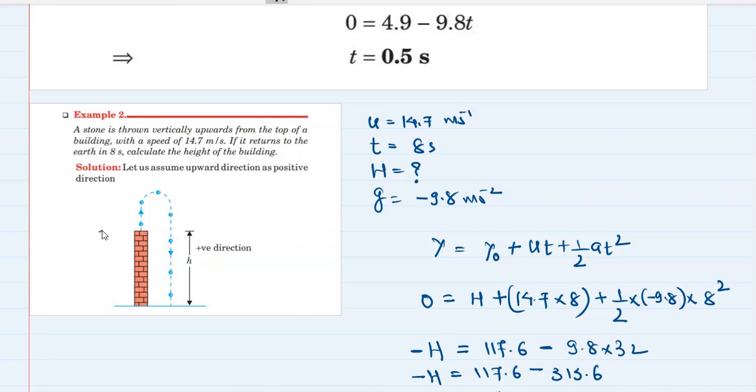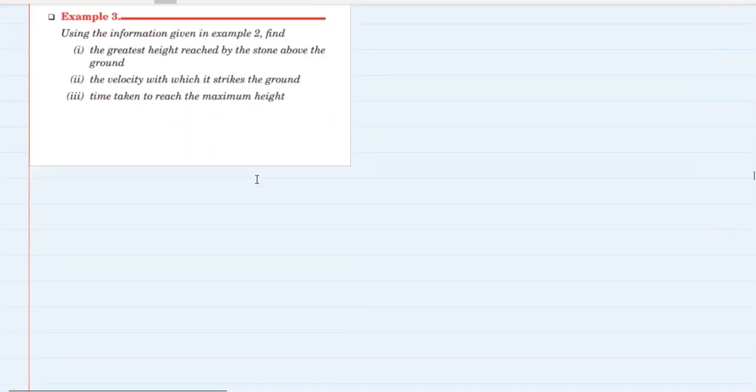When we consider this as ground level, from this ground level the stone is thrown upward with a velocity of 14.7 meter per second, and the acceleration due to gravity is minus 9.8 meter per second square, and we can definitely find the greatest height reached, right? So let's do it.